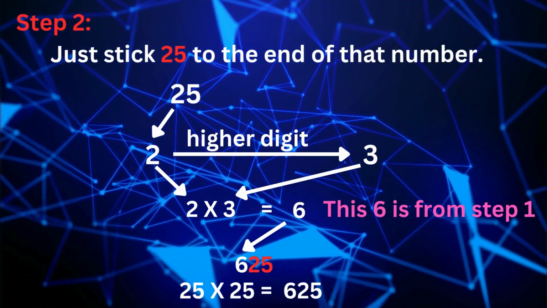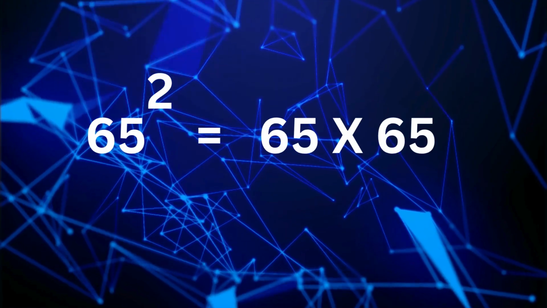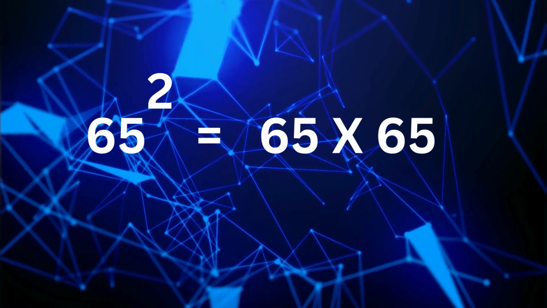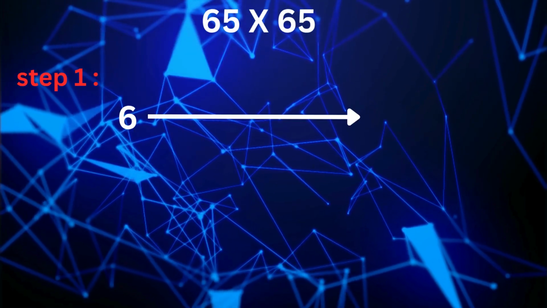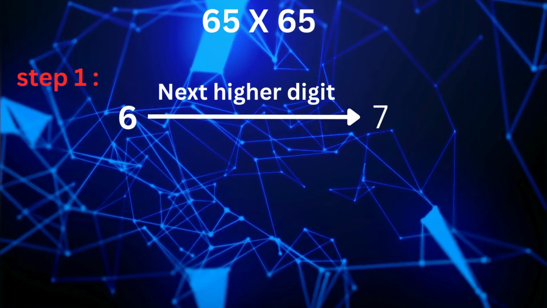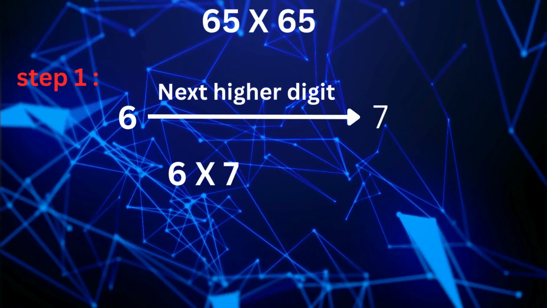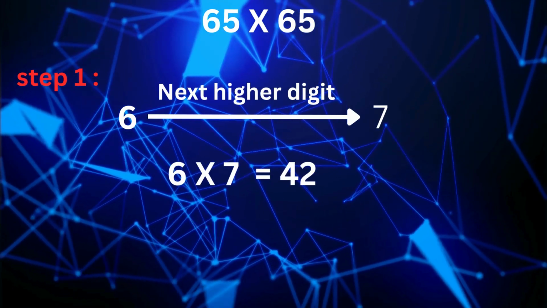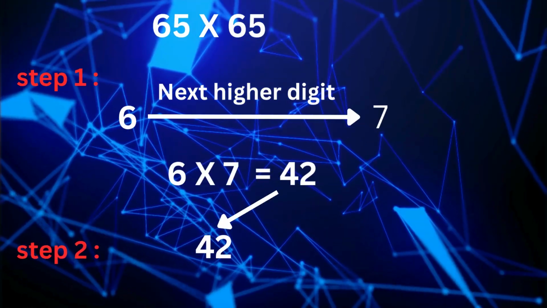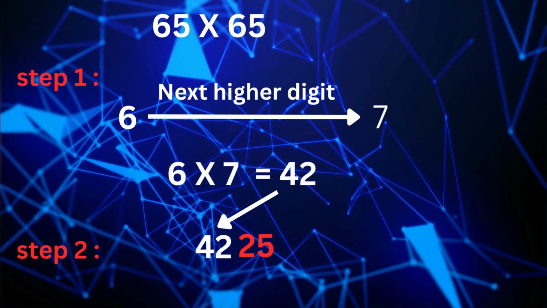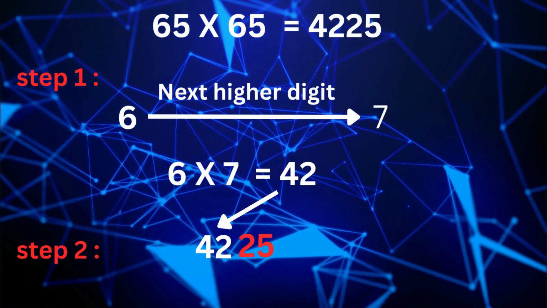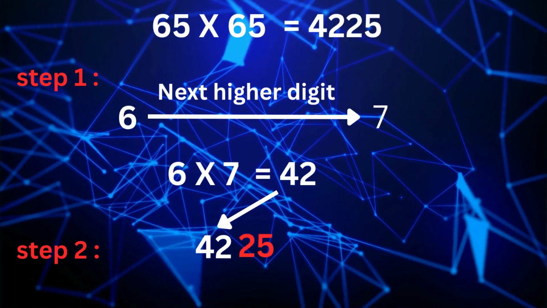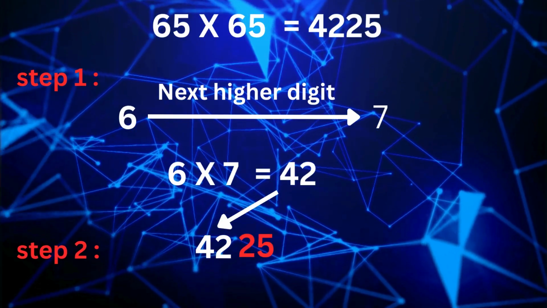Let's do another one. How about squaring 65? Step 1. The first digit is 6. The next higher digit to 6 is 7. So 6 multiplied by 7 equals 42. Step 2. Now just attach 25 to the end. That gives us 4225. So 65 squared equals 4225.